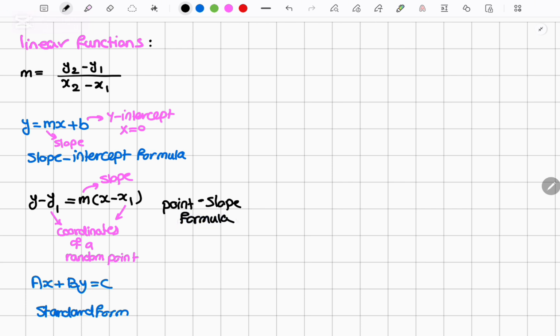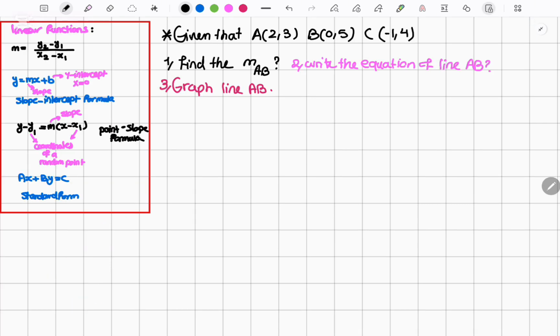Okay, now I'm going to write some examples on the board so that we would know in what question we're supposed to use which of these formulas and how we are supposed to know which formula is going to be useful. Stay tuned. So, ta-da, here we are with the question.